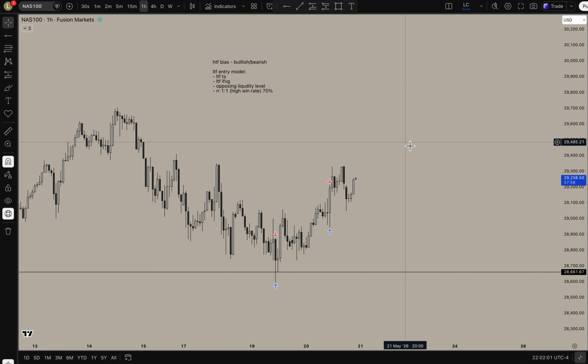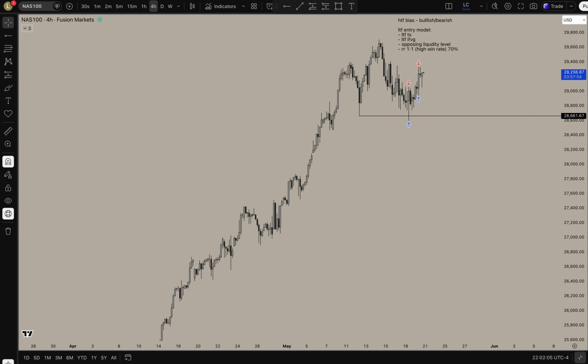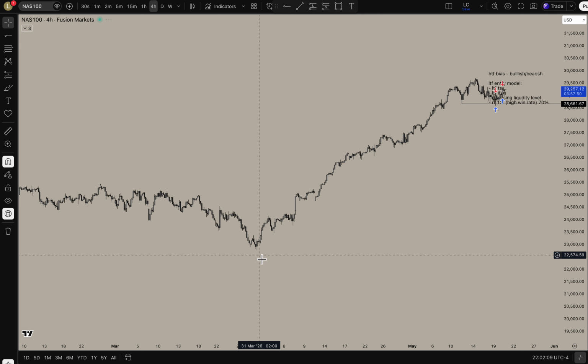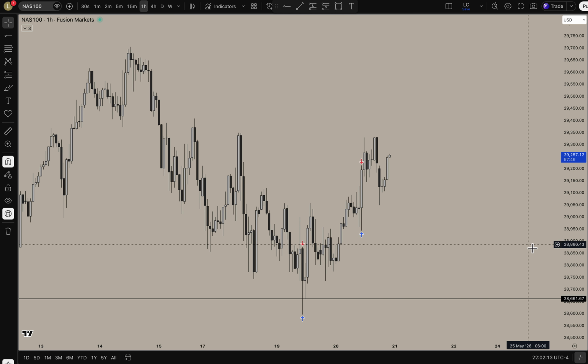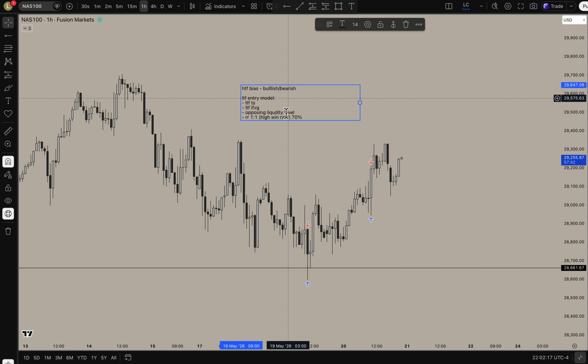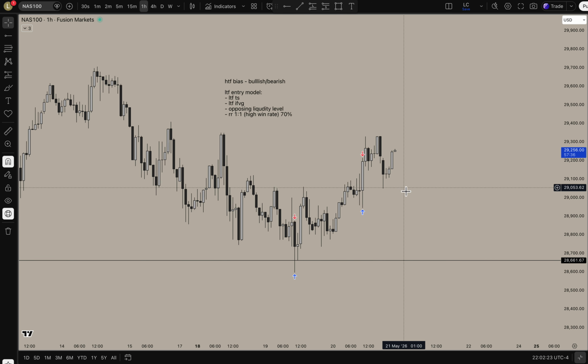Okay, so that's on the 1 hour time frame. You can see as well on the 4 hour time frame, it's been trending up since March. So on the 1 hour time frame, we've established that the momentum is bullish, so we want to look for longs only. So for my lower time frame entry model, I will look for longs only.